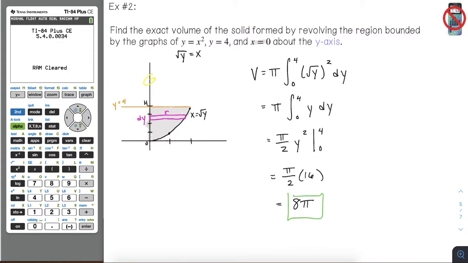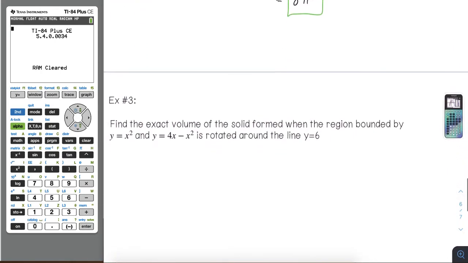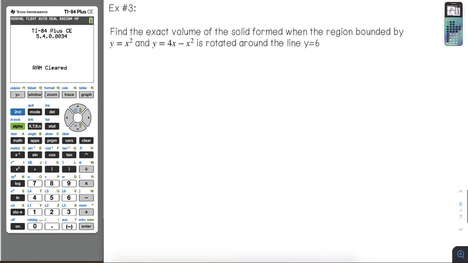So now let's try a couple with a calculator, and it's going to be slightly different. So in this one, we want to find the exact volume of the solid formed when the region bounded by y equaling x squared and y equaling 4x minus x squared is rotated around the line y equaling 6.